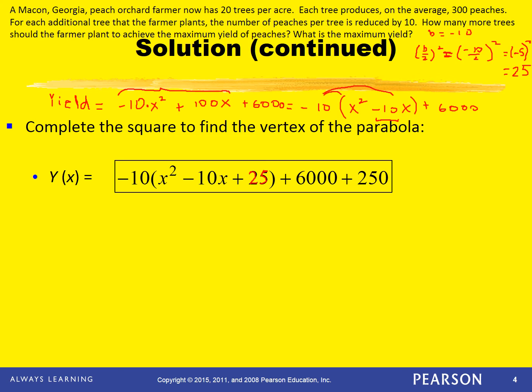But when you add 25 on the inside, what are you doing? You're really adding, because of the negative 10 on the outside, that's really negative 250. And we have to make up for it by adding 250 on the outside.